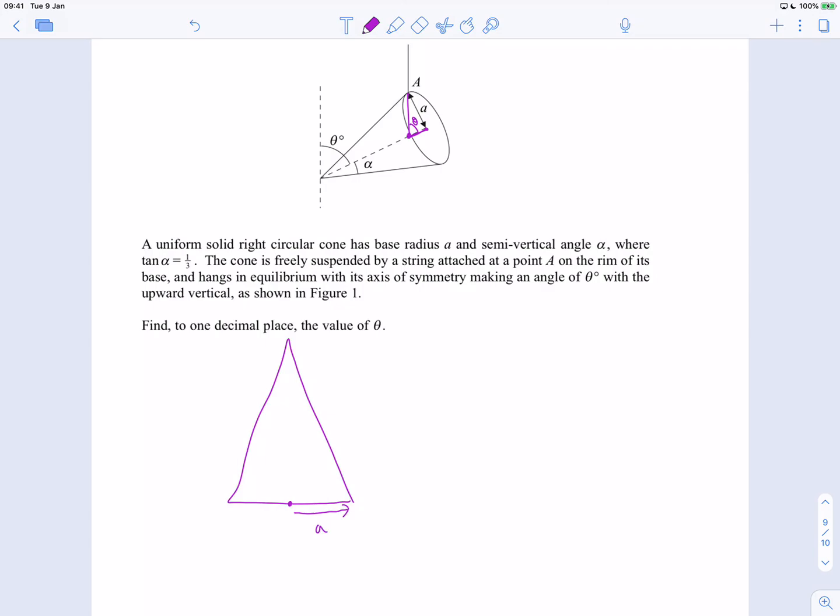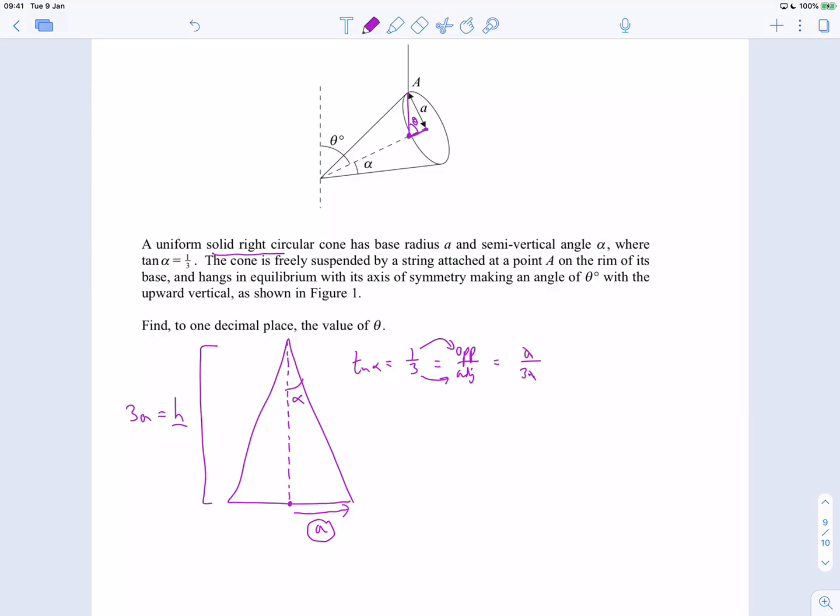Well, this radius is a, but what's the height? Well, I know that if I was to split this cone in half, this angle here is alpha, where tan of alpha equals 1/3. That means tan of alpha is the opposite over the adjacent, which means for every one of the opposite there's 3 of the adjacent, which means that if this is a, then h must equal 3a. Okay, do you get that? Because for this to work, it must be a over 3a, so that cancels, and that's 1/3.